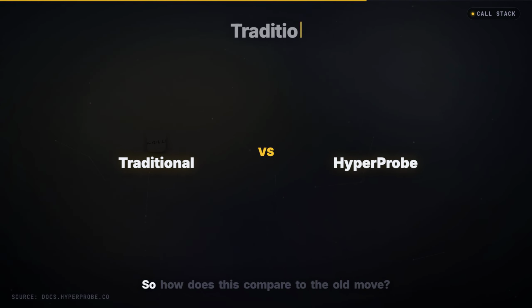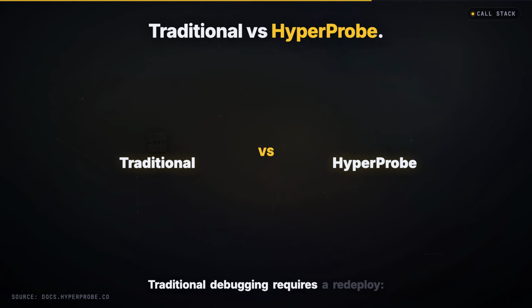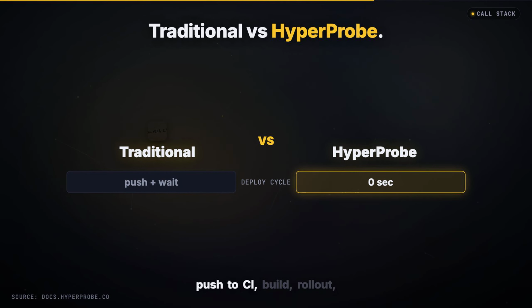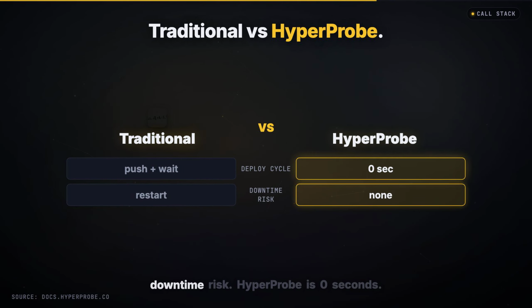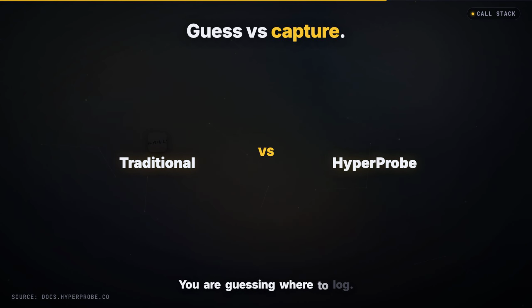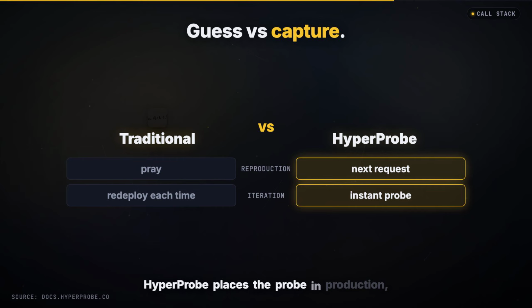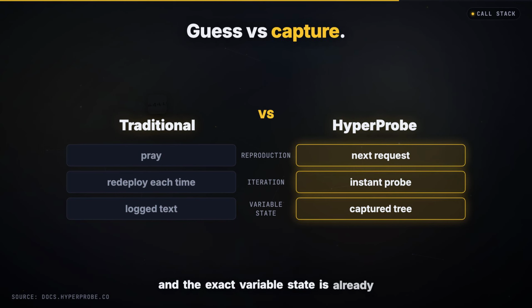So how does this compare to the old move? Traditional debugging requires a redeploy, push to CI, build, rollout, downtime risk. HyperProbe is 0 seconds. You place the probe, and it is live inside the running container. You are guessing where to log. You add 5 console logs, redeploy, and hope one catches the bug. HyperProbe places the probe in production, captures on the next request, and the exact variable state is already there.